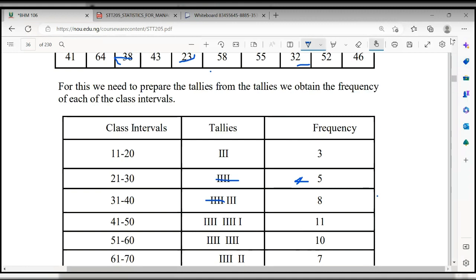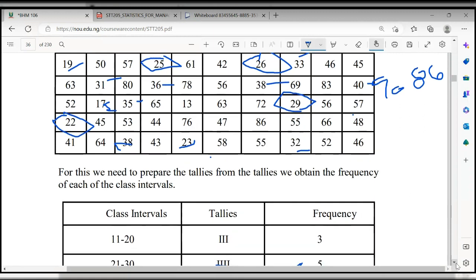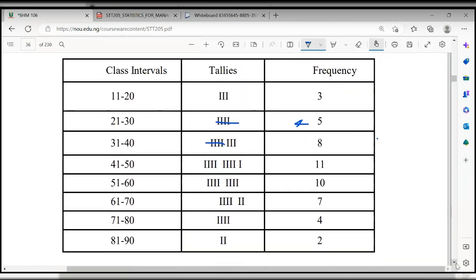So how many? 1, 2, 3, 4, 5. 1, 2, 3, 4, 5, 6, 7, 8, 9, 10. That is 50. Okay. So if you calculate everything in the frequency, it must give you back 50. So 3 plus 5 is what?